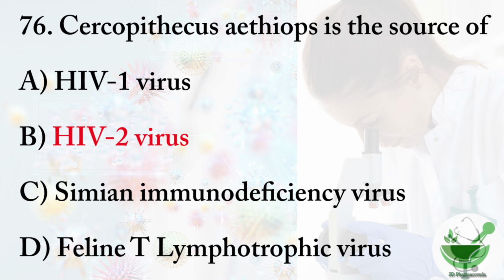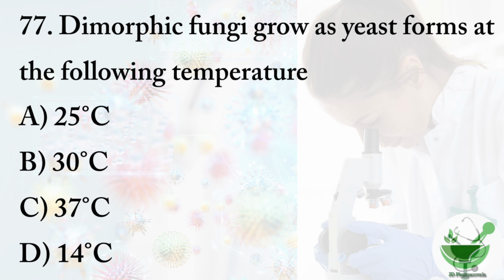Then question number 77, dimorphic fungi grow as yeast forms at the following temperature. The options are option A 25 degrees Celsius, option B 30 degrees Celsius, option C 37 degrees Celsius, and option D 14 degrees Celsius. So the right option is option C 37 degrees Celsius.